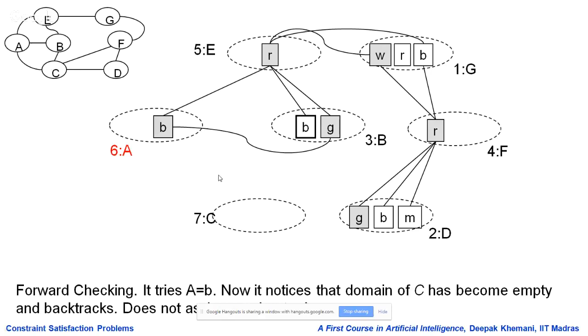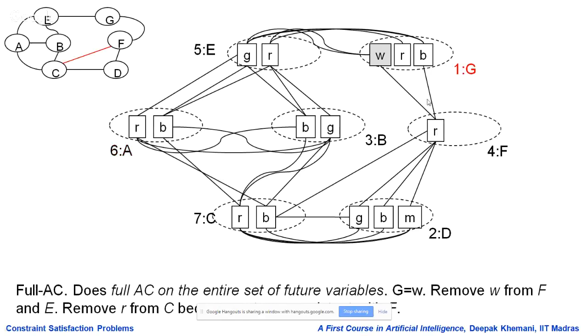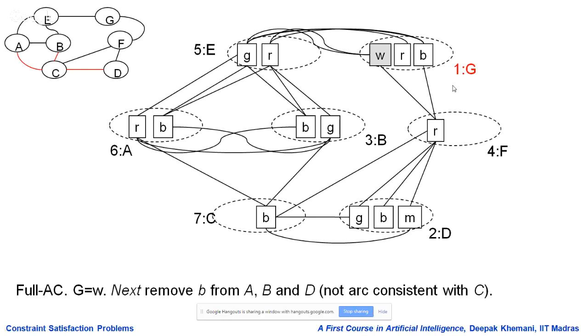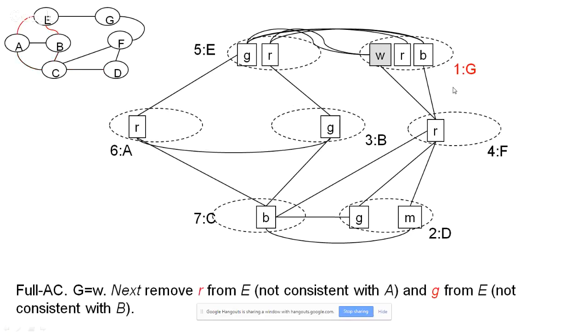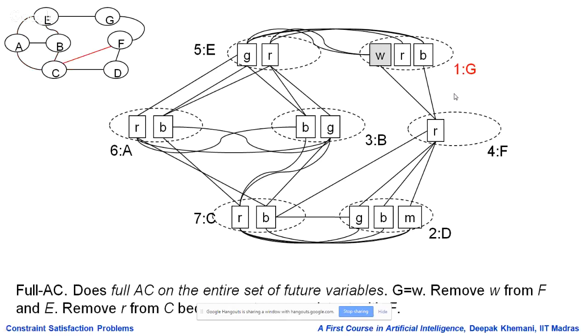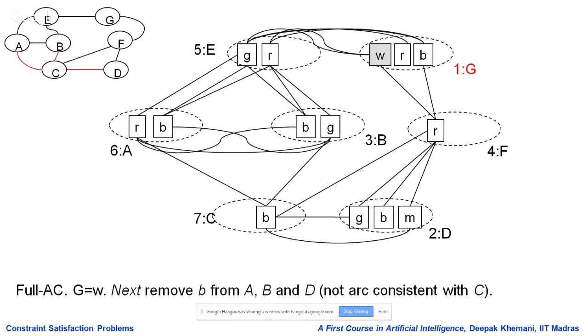So we backtrack from there, and we now have to go all the way back to the first variable G and try a different value for that. No, we tried a different value for another variable. Anyway, you can sort that out.